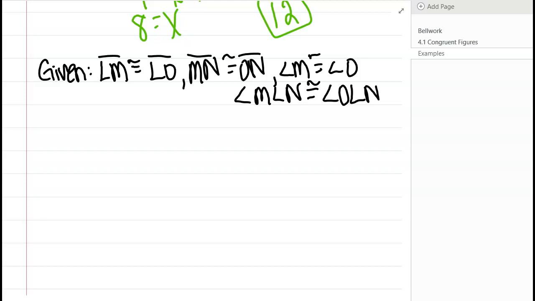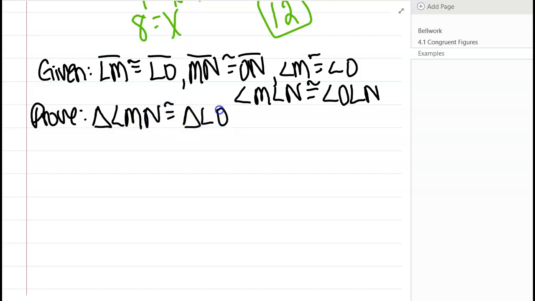The picture definitely helps on this one. I do have a picture coming, okay? But what we're trying to prove, we are trying to prove that triangle LMN is congruent to triangle LON. And then let me give you your picture.